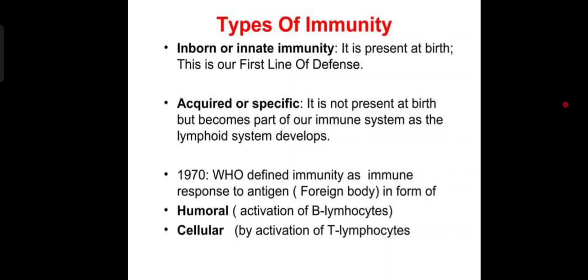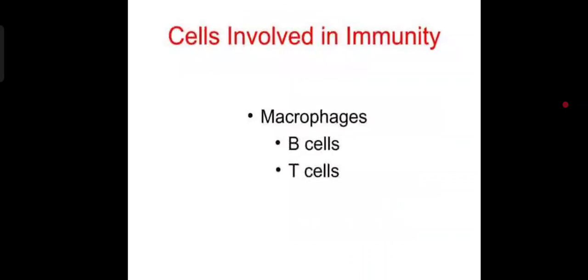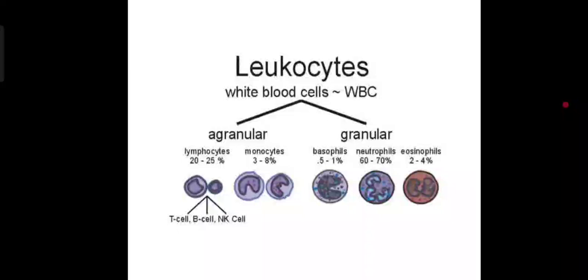WHO defined immunity as the immune response to antigen in 1970. Antigen is a foreign particle, and the response takes the form of humoral immunity and cellular immunity. Humoral means activation of B lymphocytes and cellular immunity means activation of T lymphocytes. Cells involved in immunity: macrophages. There are two lymphocytes, B lymphocytes in B cells, T lymphocytes in T cells.